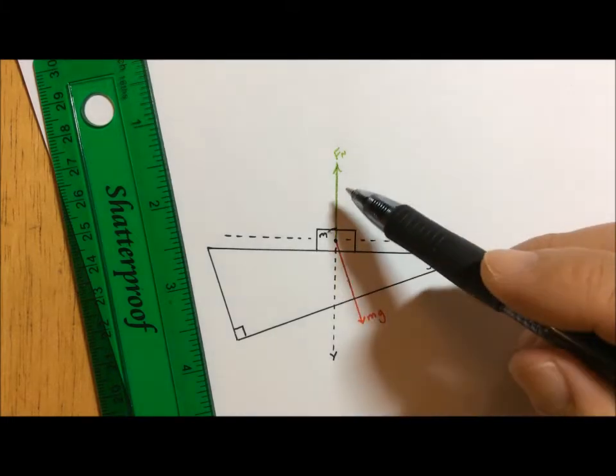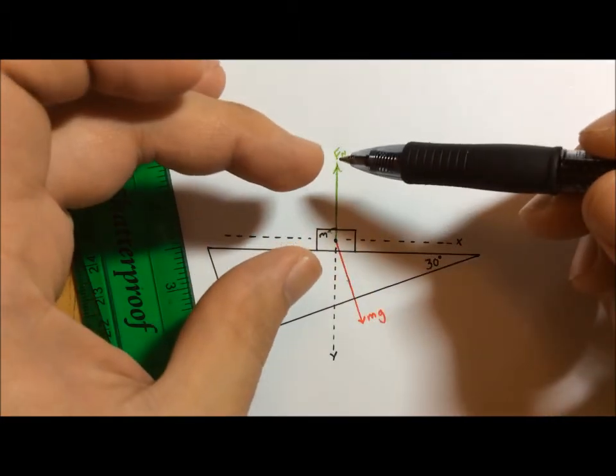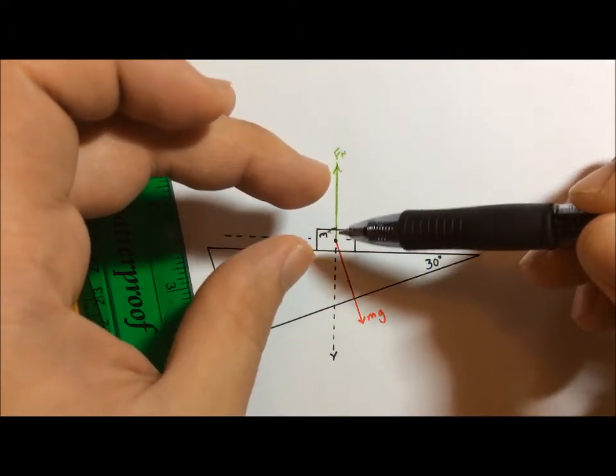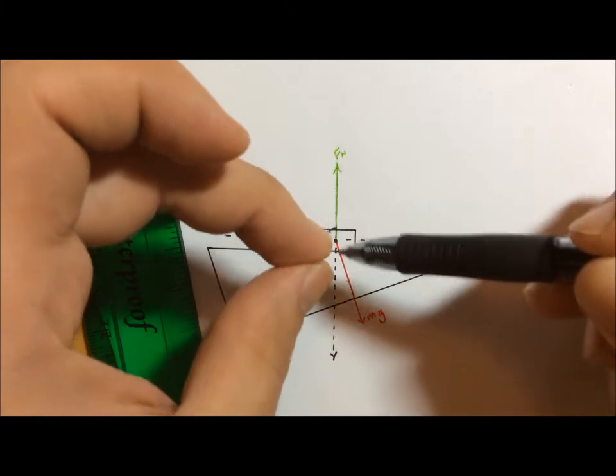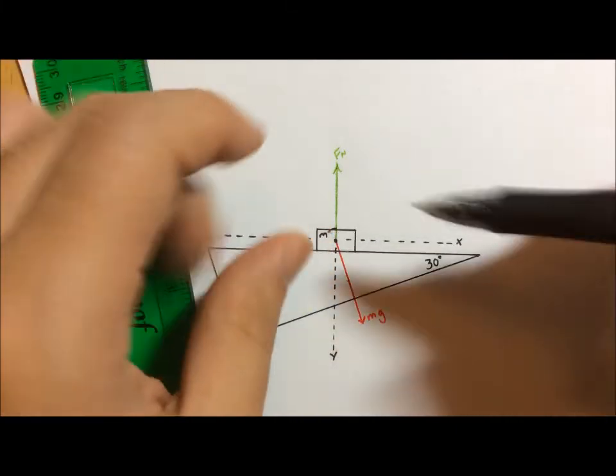And so if you see this, you see that we have this normal force that's pushing out of the inclined plane. We have the force of gravity that's pushing into the inclined plane. Here's the component.